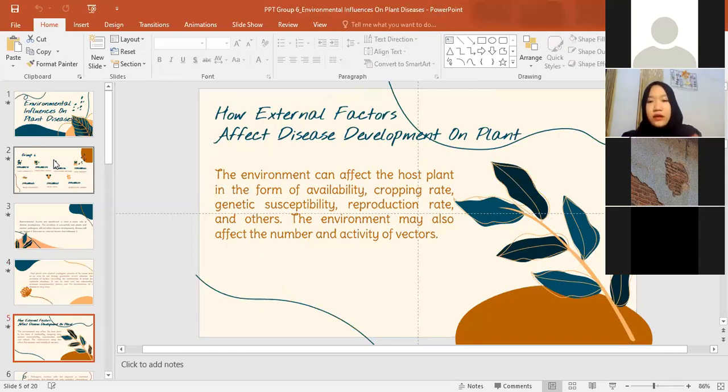How do external factors affect disease development on plants? The environment can affect the host plant in the form of availability, cropping rate, genetic susceptibility, reproduction rate, and others. The environment may also affect the number and activity of vectors.